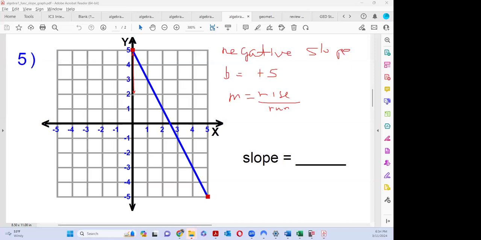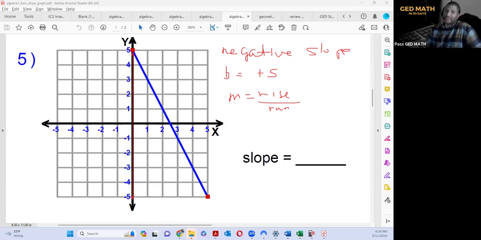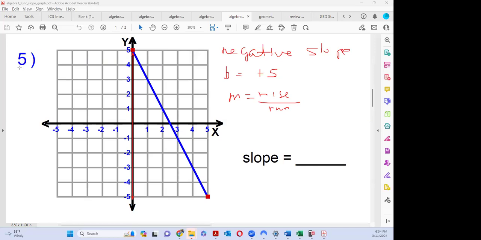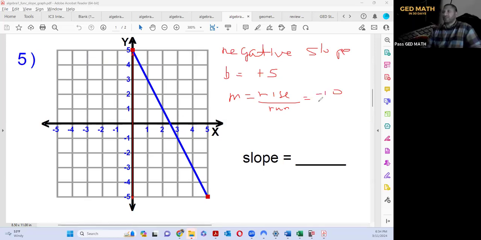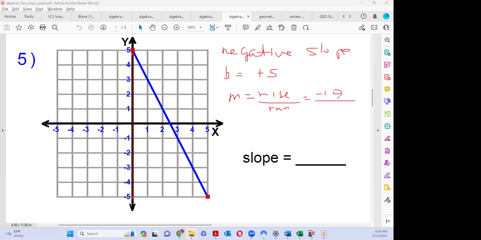2, 3, 4, 5, 6, 7, 8, 9, 10. What kind of 10 is that? Negative. That's a -10. Why is it -10? Because which direction are we going? Down. Because we're going down.